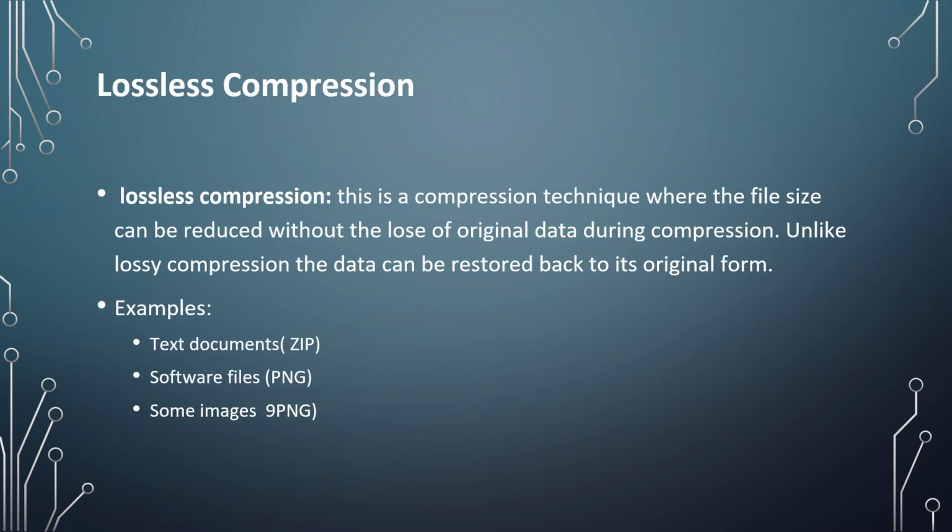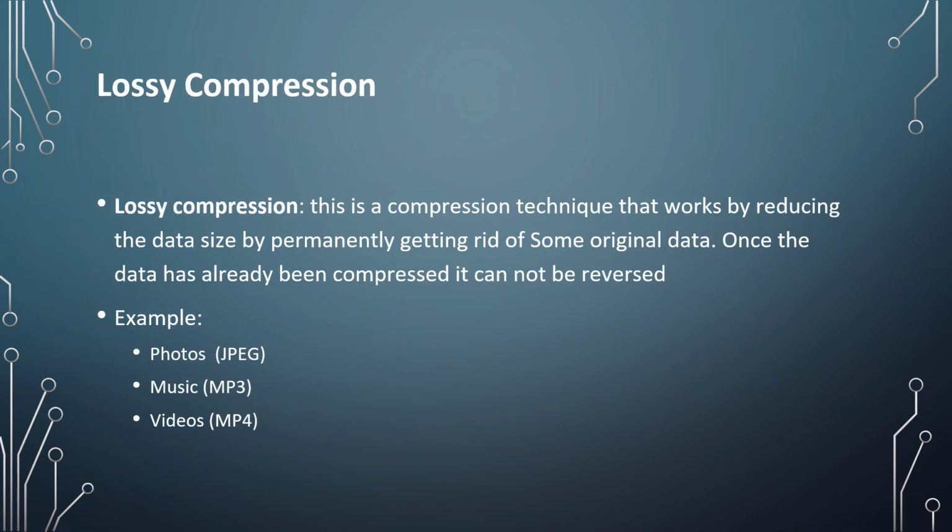Lossless compression will be the first compression we'll be talking about. This is a compression technique where the file size can be reduced without the loss of the original data during compression. Unlike lossy compression, the data can be restored back to its original form. Some of the examples include text documents, software files, and some images. Lossy compression is a compression technique that works by reducing the data size by permanently getting rid of some original data. Once the data has been compressed, it cannot be reversed. Some of the examples are photos, music, and videos.